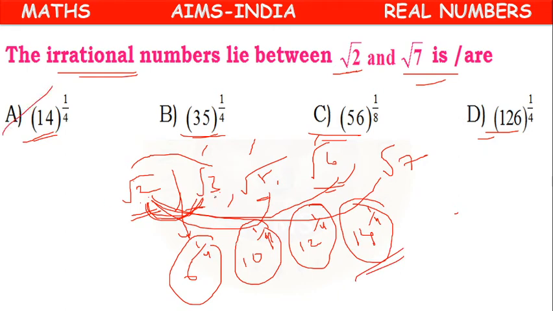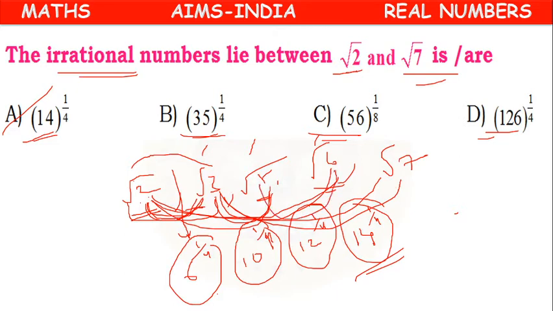Now let's try with 3. 3 times 2 is 6, not there. 3 times 5 is 15, 15 to the power of 1 by 4, not there. 3 times 6 is 18 to the power of 1 by 4, no option. 3 times 7 is 21 to the power of 1 by 4, no option. So no option here.